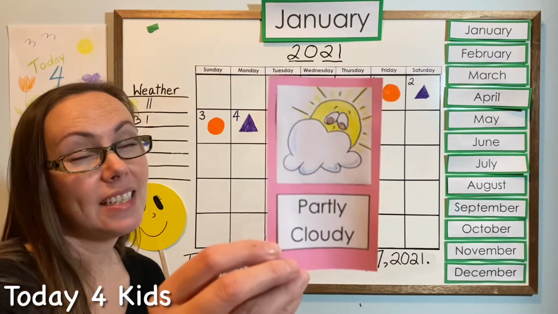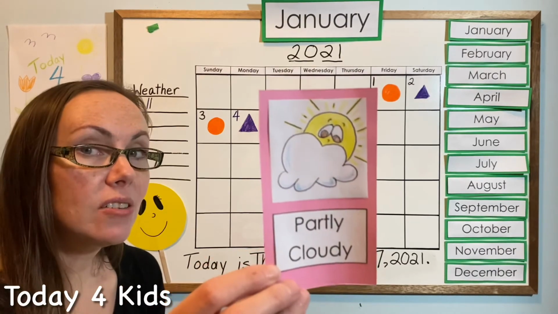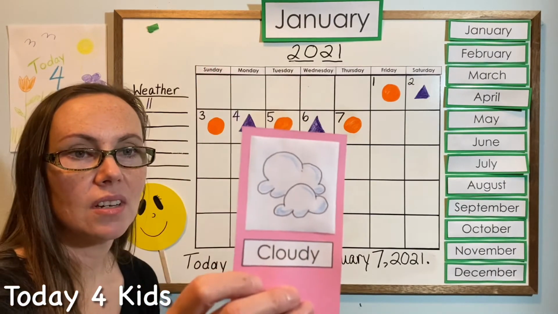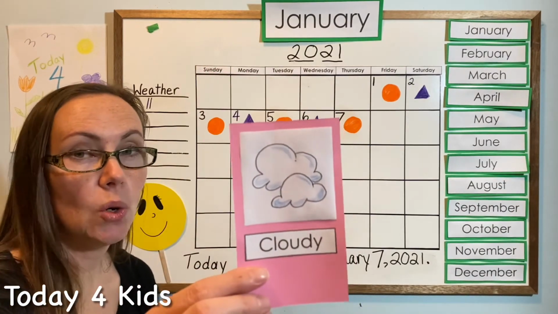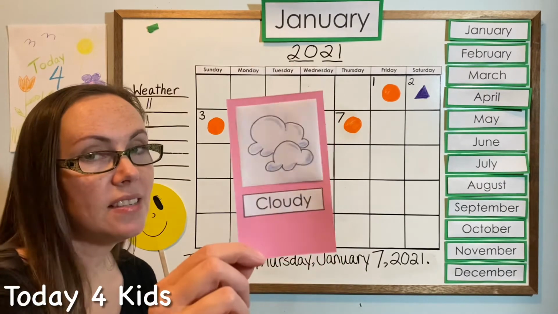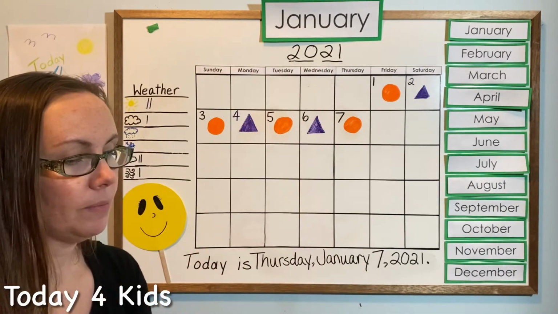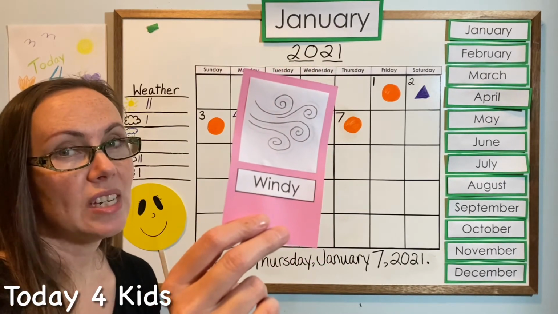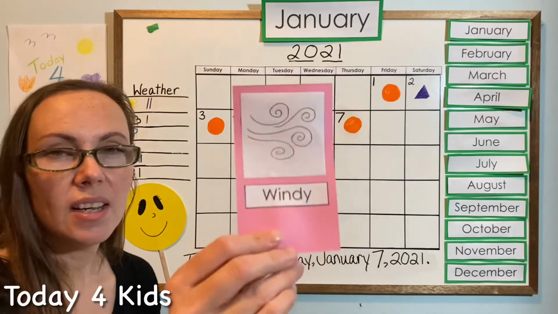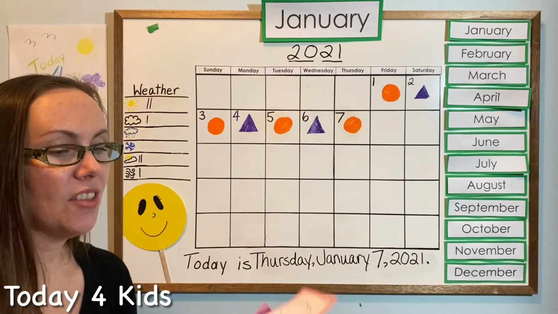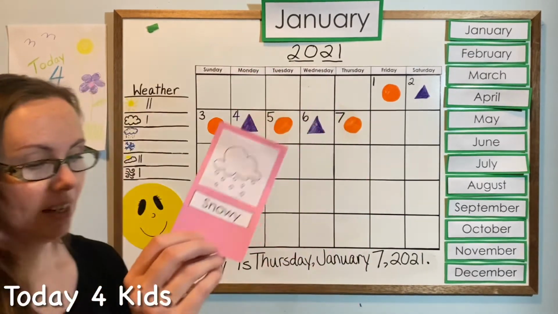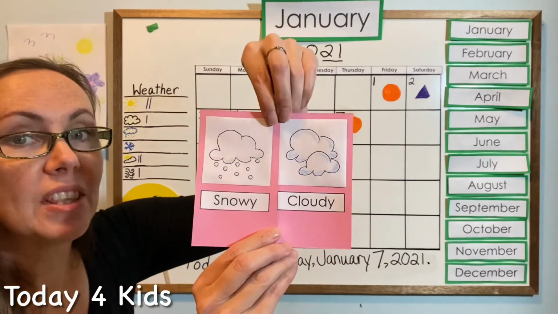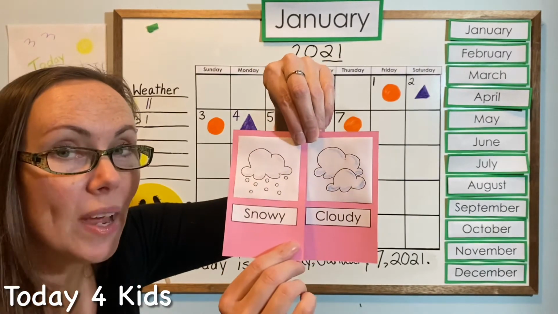Partly cloudy. Is the sun out sometimes, but there's some clouds in the sky? What about cloudy? No sun at all? Well, I didn't see any sun, so I'm just going to hang on to that one. The next one is windy, but I didn't see any trees blowing or snow blowing, so it's not really windy. And then the other one is snowy. So the sun wasn't shining, so it was definitely cloudy. But the difference today is it's snowing outside.